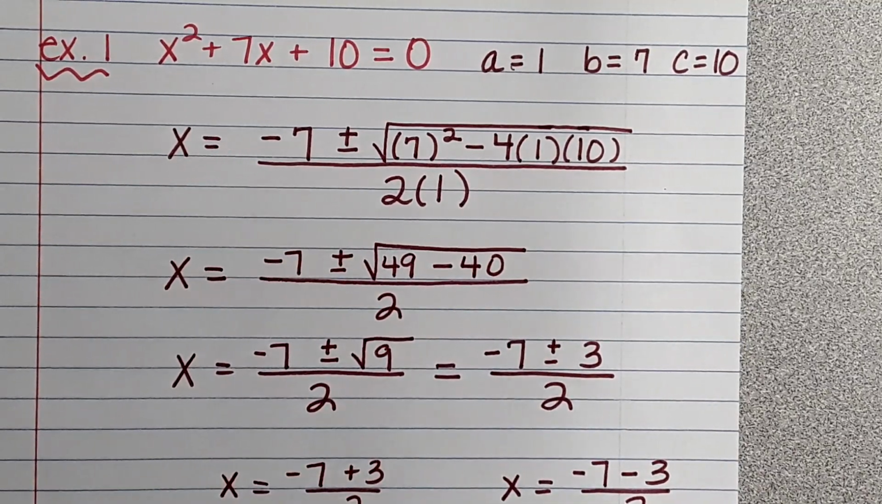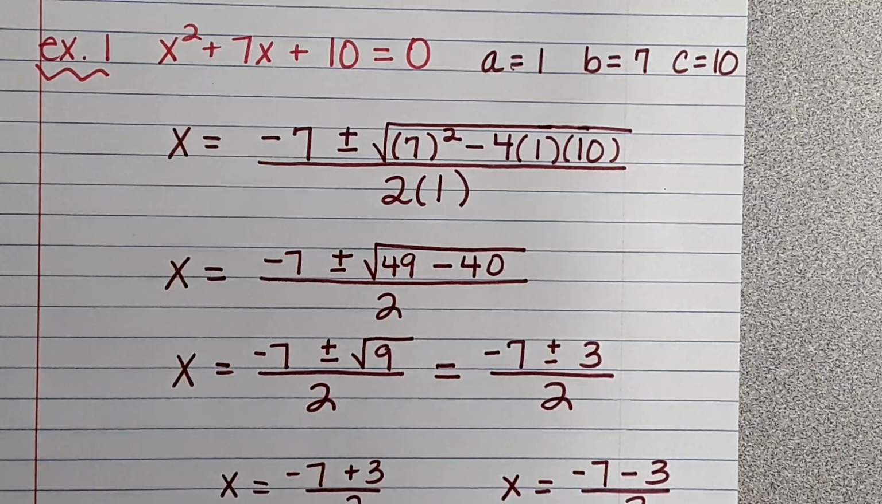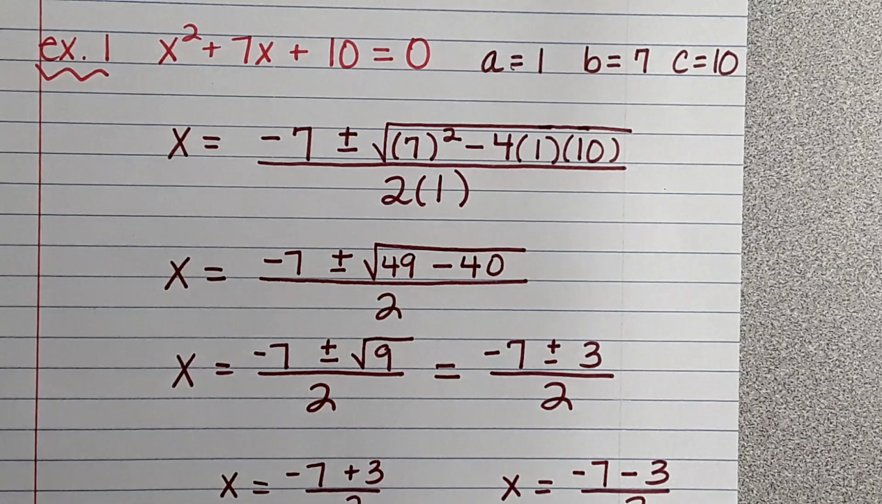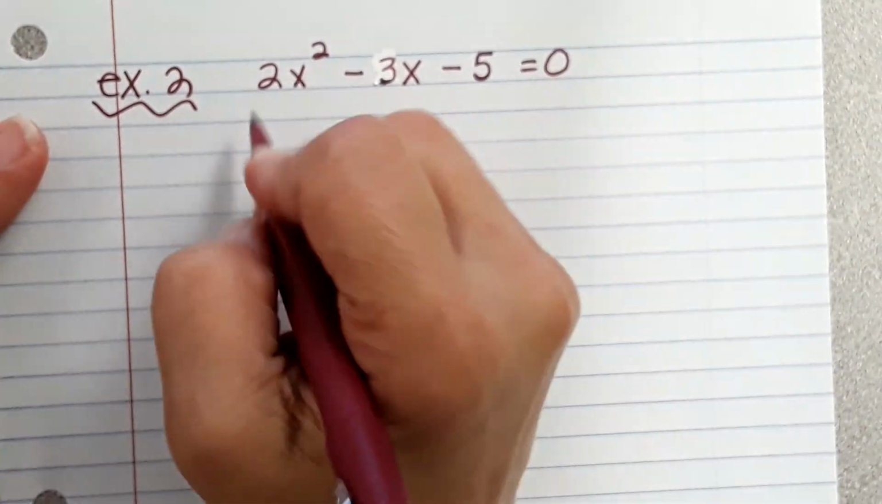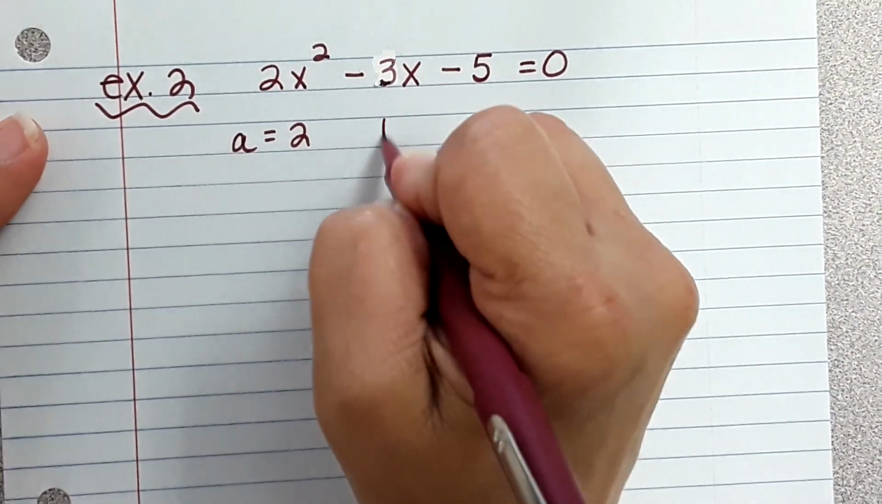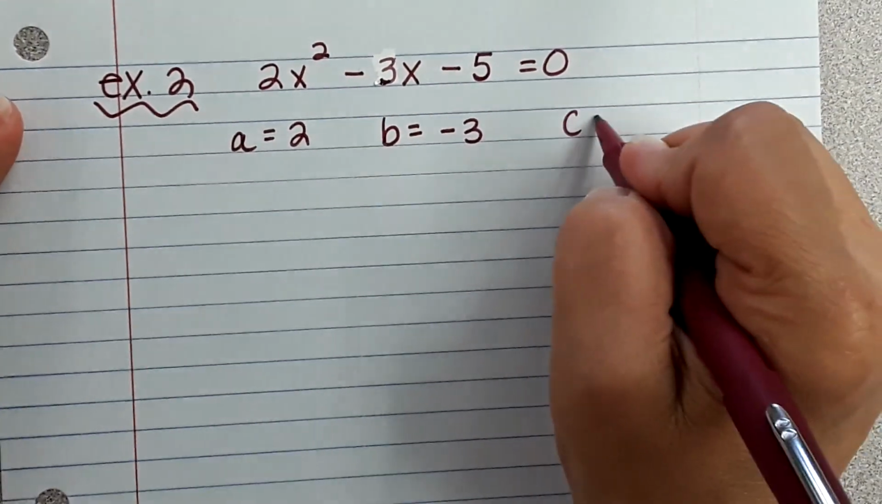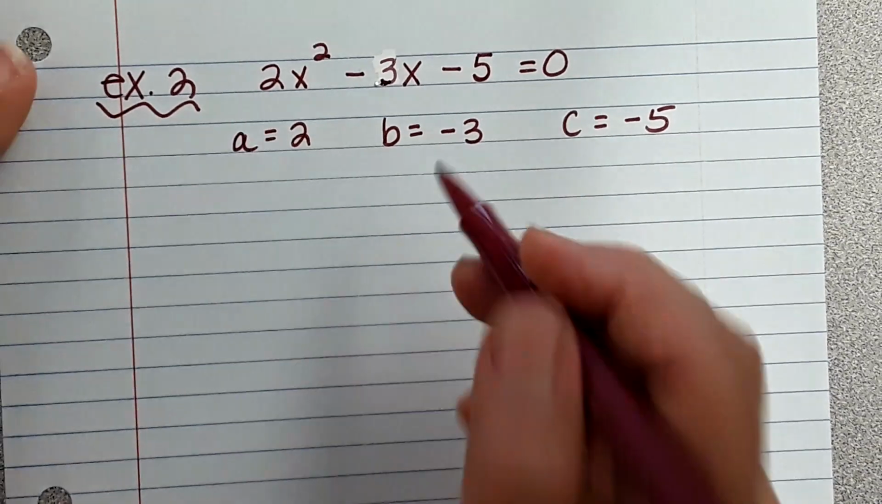So example 2. Okay, you ready? What is A? 3. What is B? -3. What is C? -5. Remember, you guys, you always take the sign that's in front of it.